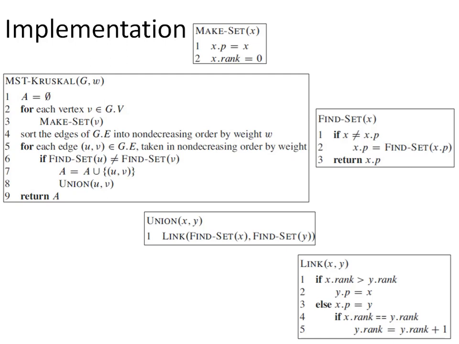Now coming to Kruskal's algorithm, this function MST-Kruskal accepts a graph G and the weight function, that is, the weight values which are associated with the edges of the graph G. We have to maintain a set A. This set A will have all the edges which are going to form the minimum spanning tree for the given graph G. So initially we start with the forest of vertices.